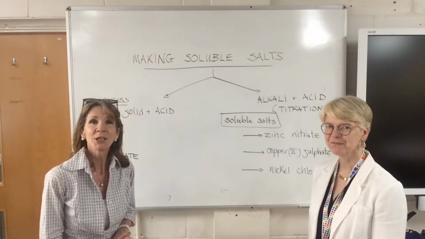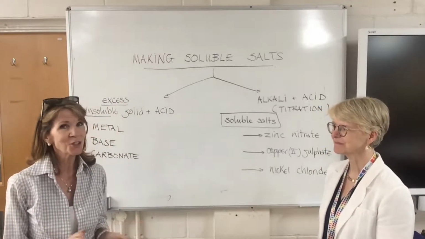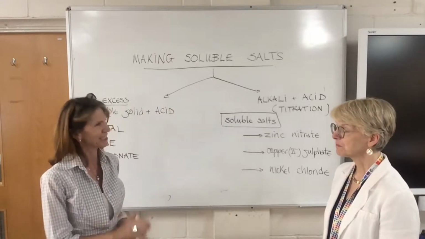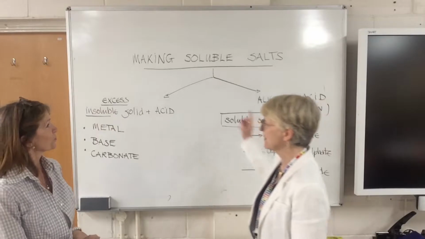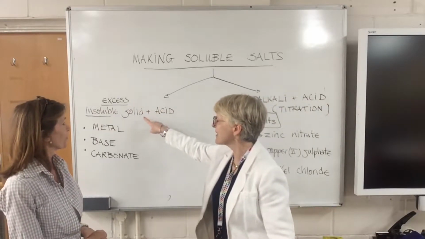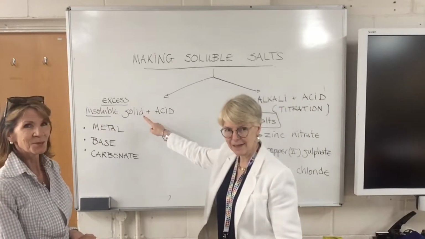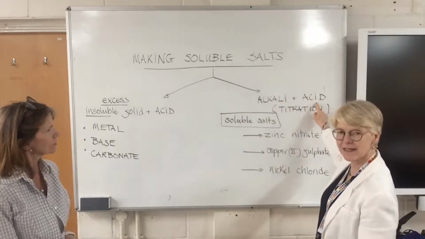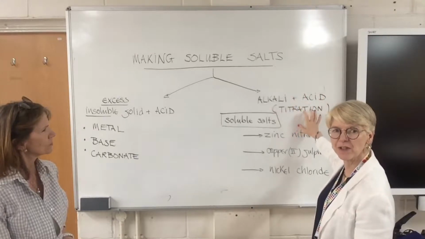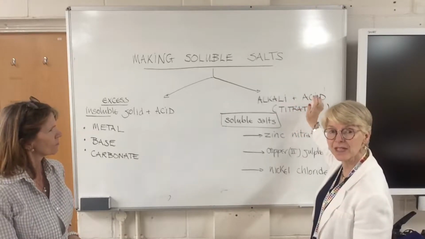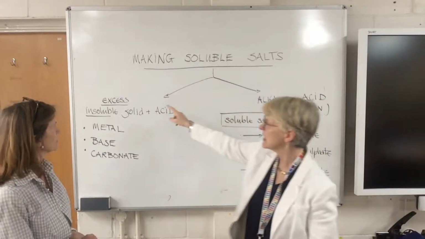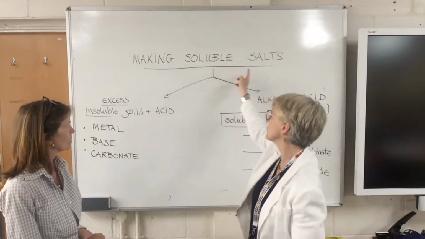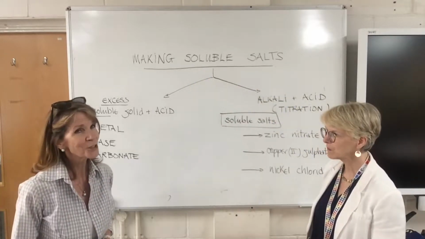Welcome back. Today we're going to have a little revision session on making soluble salts. So, Dr. Bourne, two methods. The first method is using an excess of insoluble solid and acid. The second method is to use an alkali and an acid. This method is a titration method which we're going to deal with separately. So in this video, all we have to focus on is using an excess of insoluble solid plus acid to make your soluble salt. Sounds very straightforward.